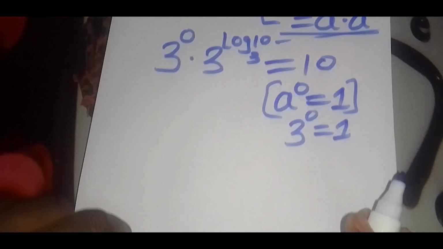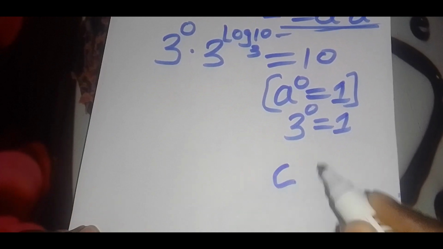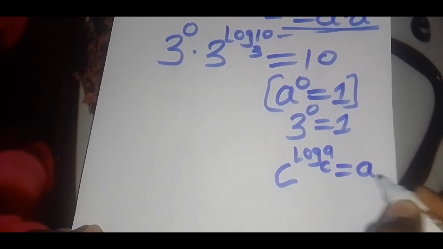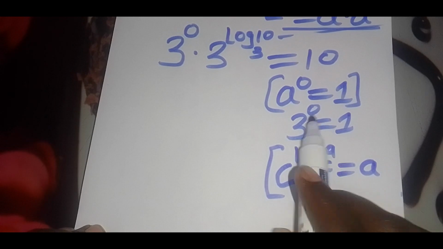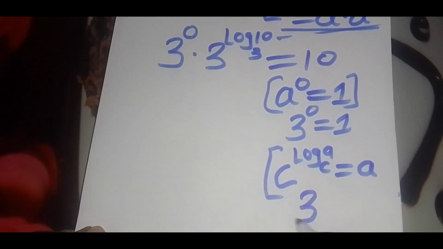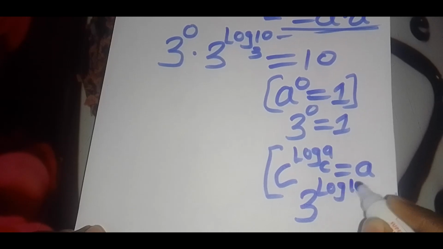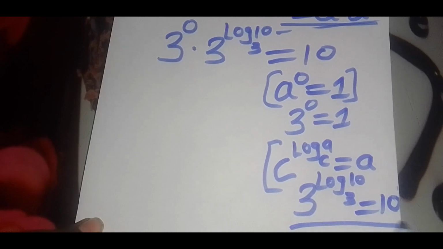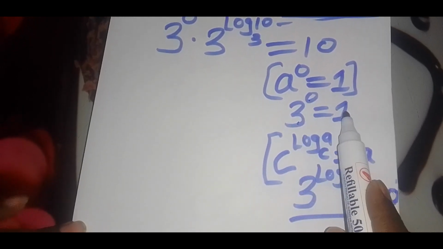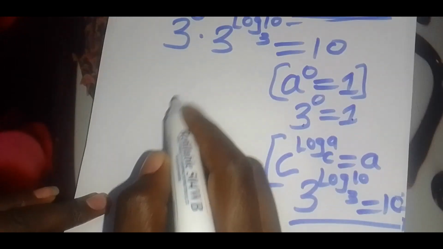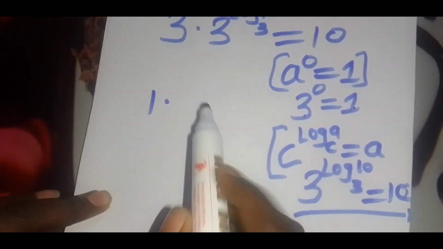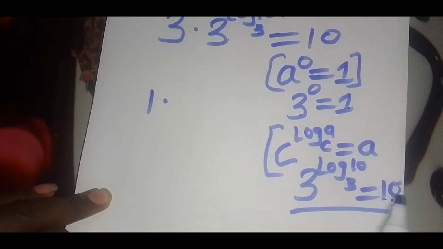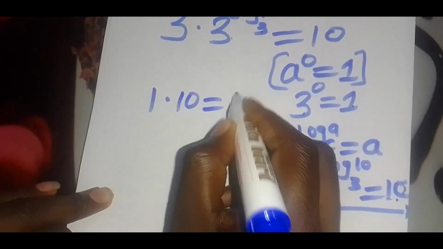Okay, and again, if you have c raised to power log a to base c, this essentially is supposed to give us a. So 3 raised to power log 10 to base 3 is essentially supposed to give us 10. We have seen that 3 raised to power 0 is equal to 1, so that means that we have 1 multiplied by 3 raised to power log 10 to base 3. In our case, we substitute 10, so we multiply by 10. This is equal to 10.